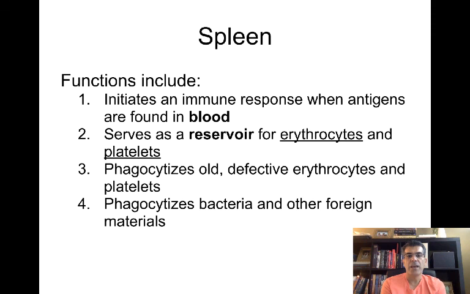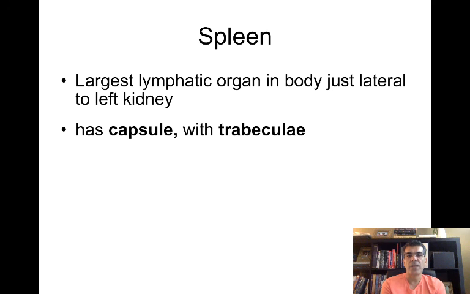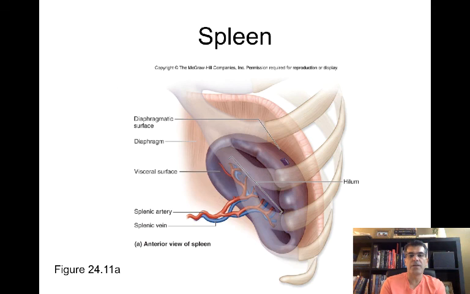And finally, if your blood is not clean, if your blood contains bacteria or other foreign material, the spleen is going to take them and destroy them. So therefore, remember, spleen cleans your blood but not lymph. A spleen, like any other lymphatic organ, also has a capsule. The extension of the capsule inside the spleen is called trabeculae.